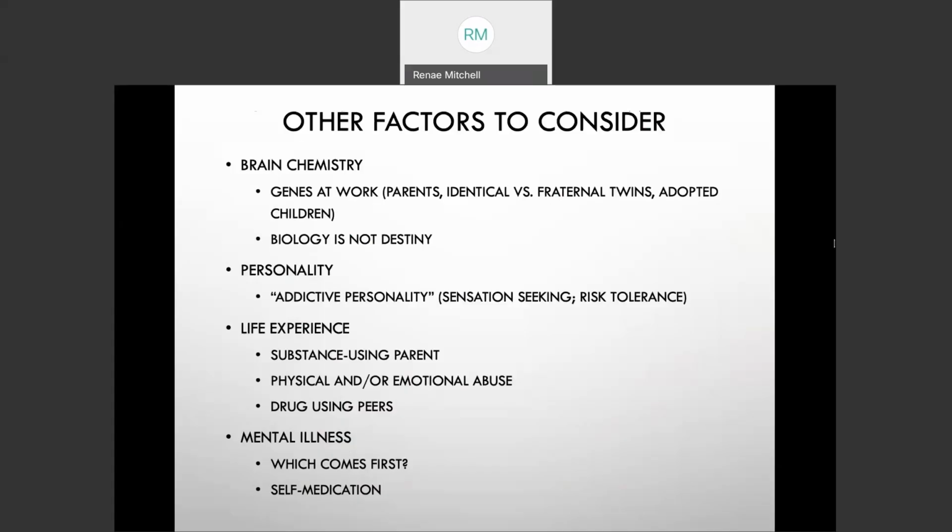It's unclear which came first, right? It's sort of a chicken and the egg thing. There is a link between mental illness and substance use, but the question of which comes first is still debatable. In some cases, someone who's experiencing mental illness may seek out drugs as a way to self-medicate, and PTSD from physical or emotional abuse is a good example of that.